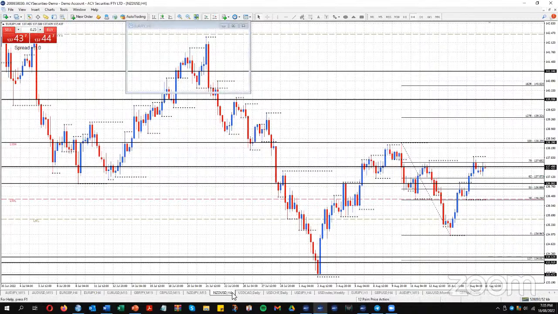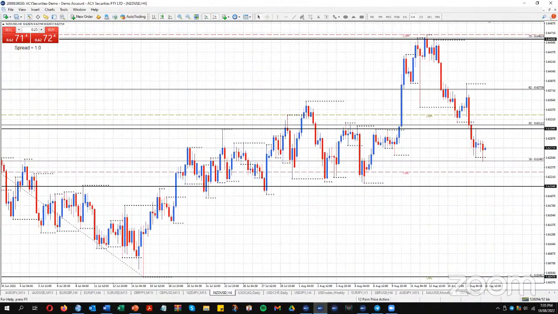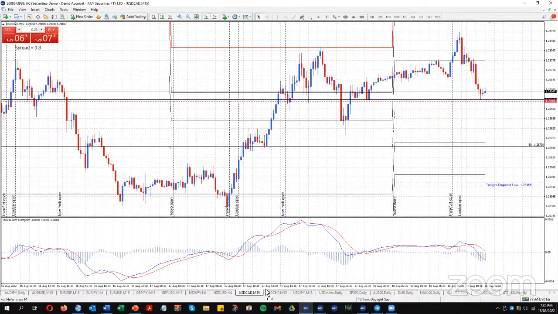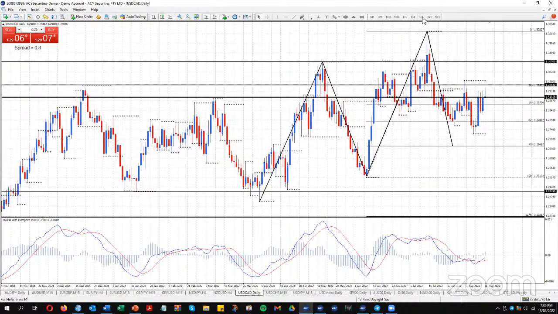All right, I covered the New Zealand dollar. Back to my other charts. That would be where I would like to be a seller within the downtrend that's forming. Whether or not that gets up there to the 79% level, time will tell. Dollar Canadian. Not much is changing here other than it still, to me, looks like it wants to move deeper down.